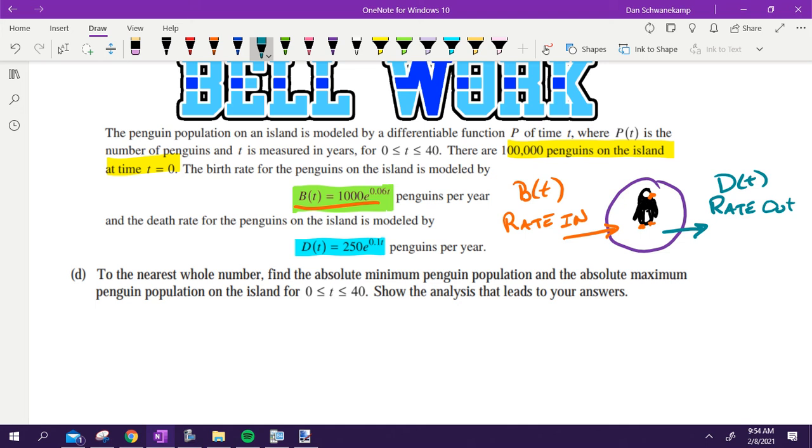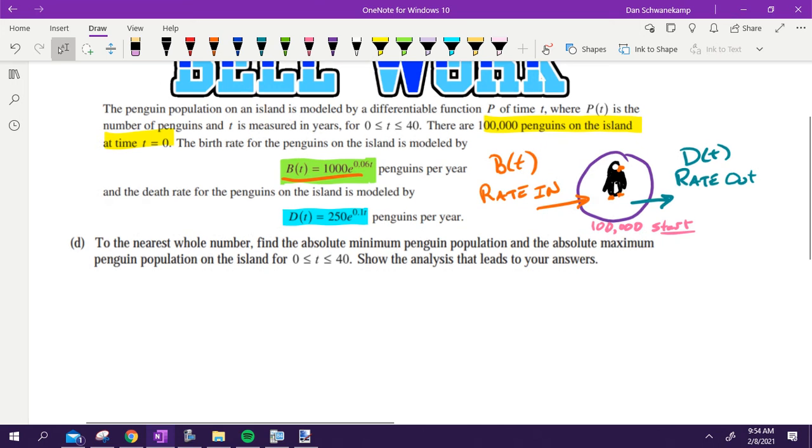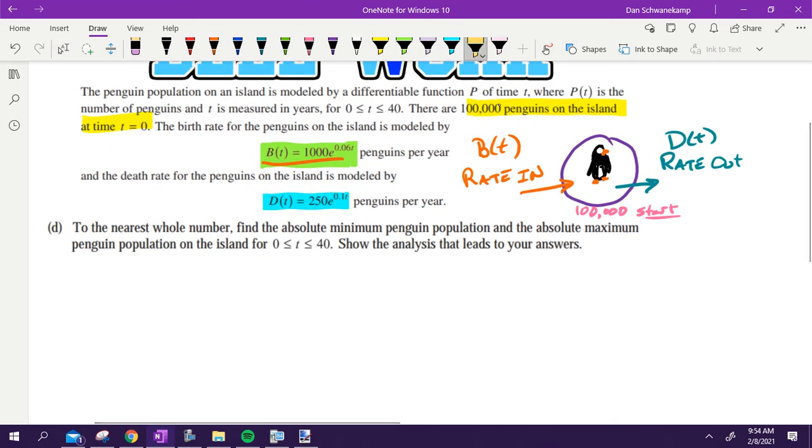Anything else you think would be important to label here? Yeah, we started with 100,000 penguins. Okay, so just having that language here is going to help me out a little bit just to make sure I know what's going on. I started with 100,000. That's a little picture, and that silly little picture is going to hopefully help set me up for success.